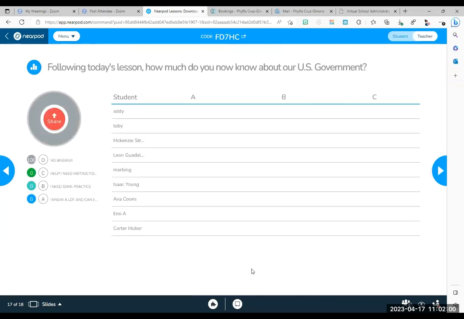Now, I'm sorry we missed one of the pieces that was super important. I'll try to do it maybe next week. But following today's lesson, how confident do you now feel about the US government, the branches of the government, which is the structure, some history, learning about who some of the founding fathers are?